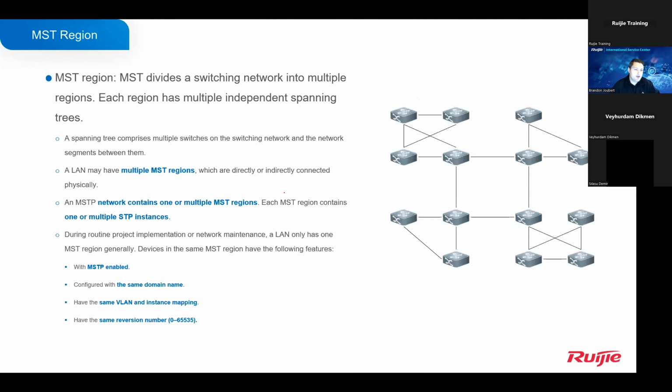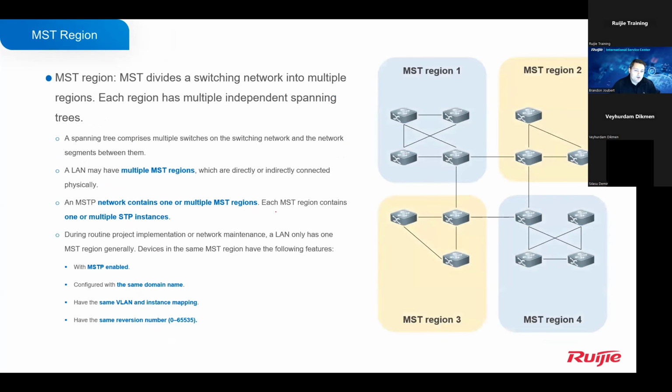All right. So MST regions. Multiple spanning tree protocol works in regions. MST device switches networks into multiple regions. Each region has multiple independent spanning trees. A spanning tree comprises multiple switches on a switching network and the network segments between them. A LAN may have multiple regions which are directly or indirectly connected physically. A MSTP network contains one or multiple MSTP regions. Each region contains one or multiple MSTP instances.